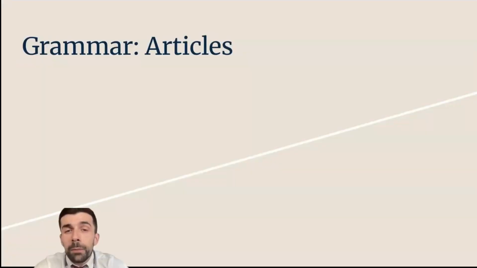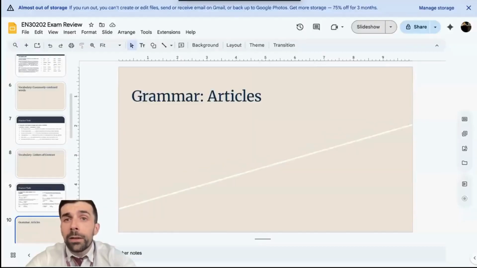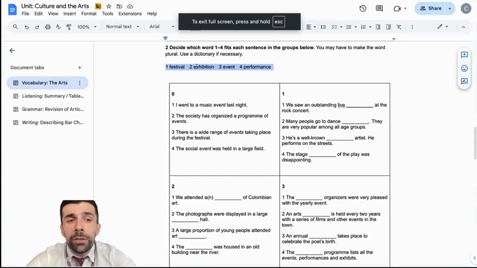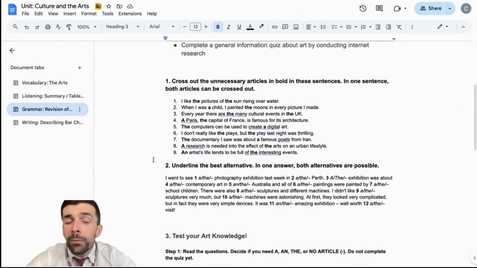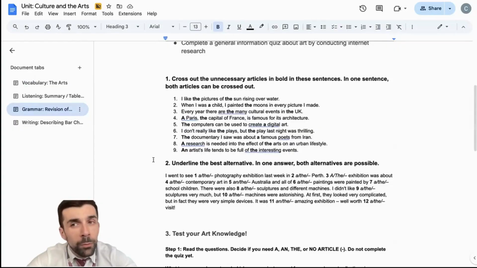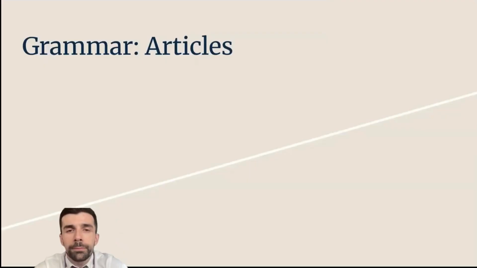In the next part of the exam, we're going to have a look at articles, which we revised as part of our unit on arts and culture. If you return to our unit on arts and culture and you go to the tab Grammar, you can see the activities that we completed based on the revision of articles. Here, you'll need to know all the same rules that we practiced and revised in the lesson. So I recommend going back over the materials here and the answers to recall what those are.